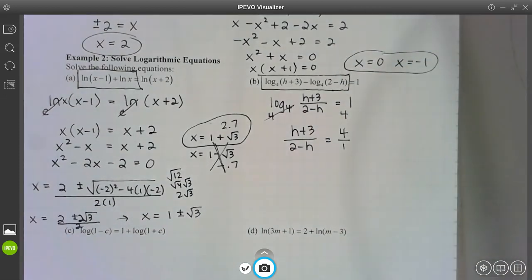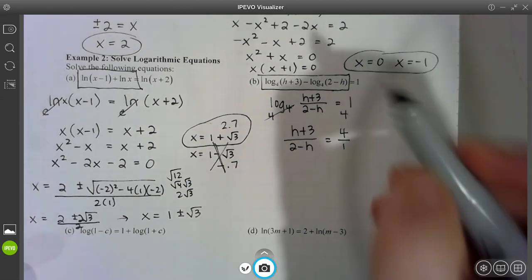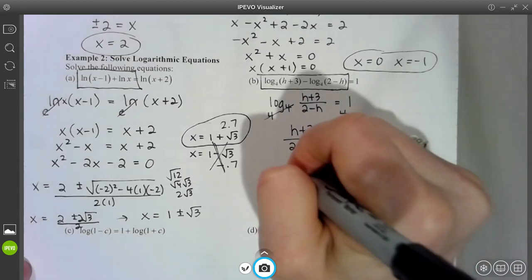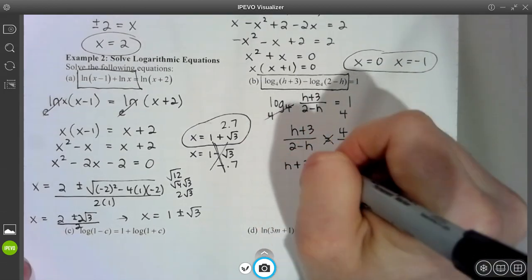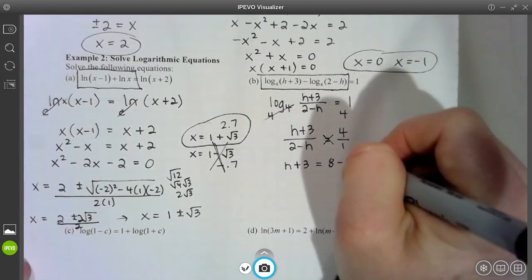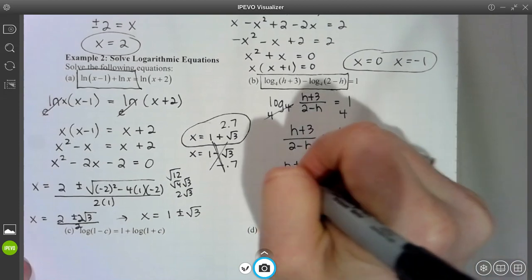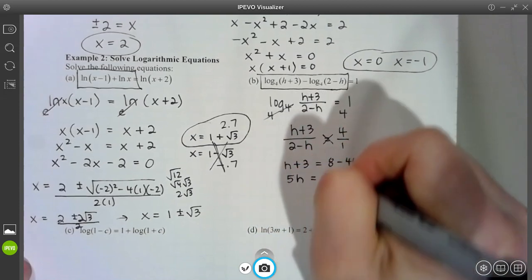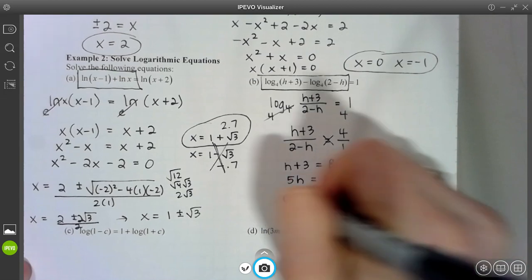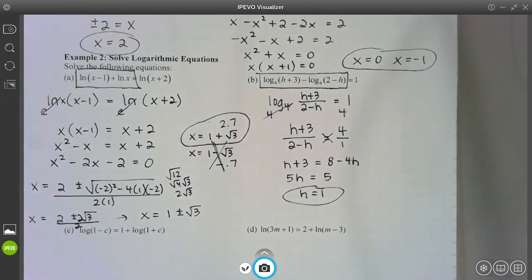I'll throw it over 1. And then, guys, it's a linear equation. Cross multiply. It's a proportion. And solve. You should get h is 1.